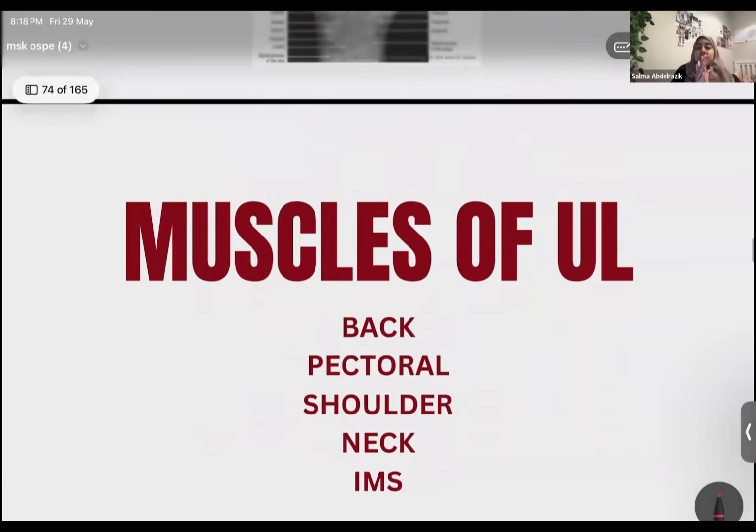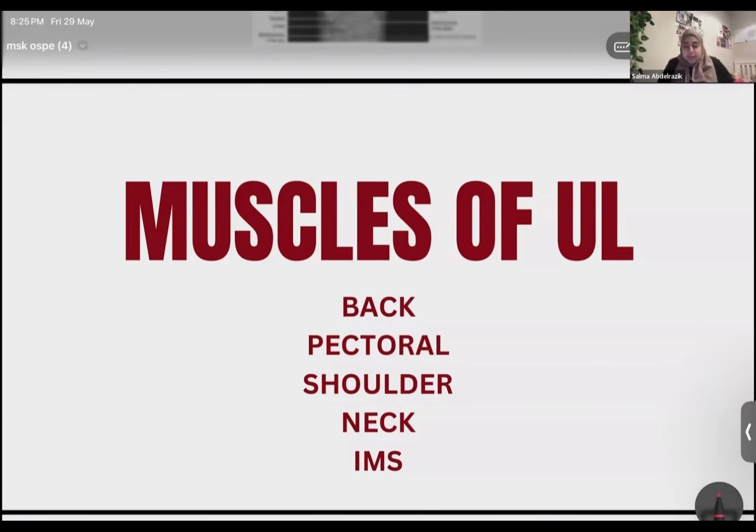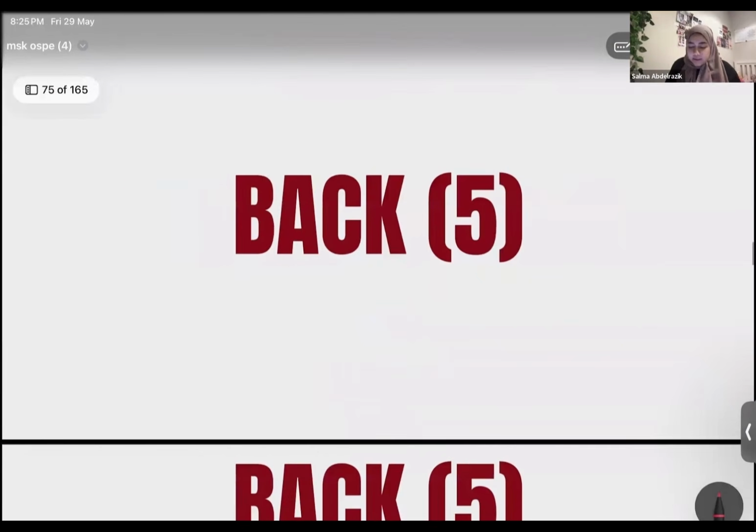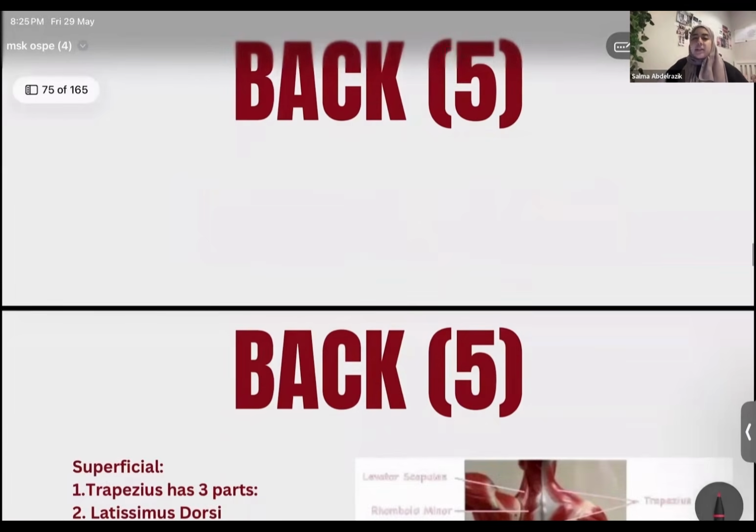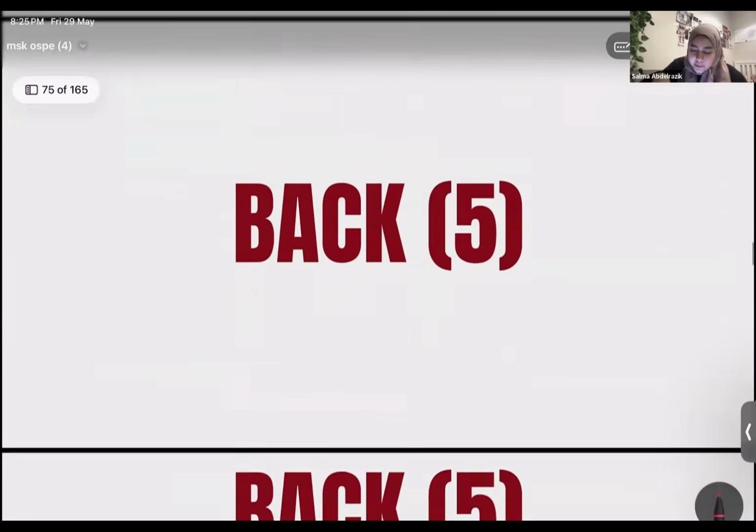And then muscles. Let's get back to the muscles of the upper limb. We have back, pectoral, shoulder, neck, and the intermuscular spaces. Let's take it one at a time. The back. We have 5 back muscles. They're super easy, really simple. I divided this by dry lab, wet lab, and histo. So first we're done with the bones, which is dry, and now back. From this slide, wet lab started.